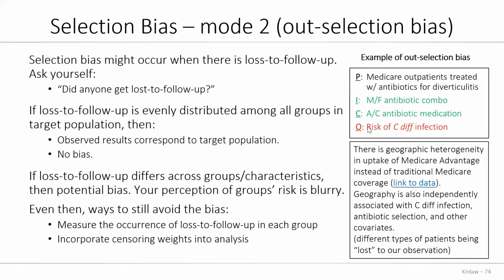Using our diverticulitis example, we might disproportionately lose follow-up on certain groups of people who disenroll from traditional Medicare in favor of Medicare Advantage coverage. This has a lot of geographic differences across the country. In our Medicare database, some people's data will be truncated because of the state that they live in and the norms in that state, but not because of any real reasons related to antibiotic use and C. diff infection.